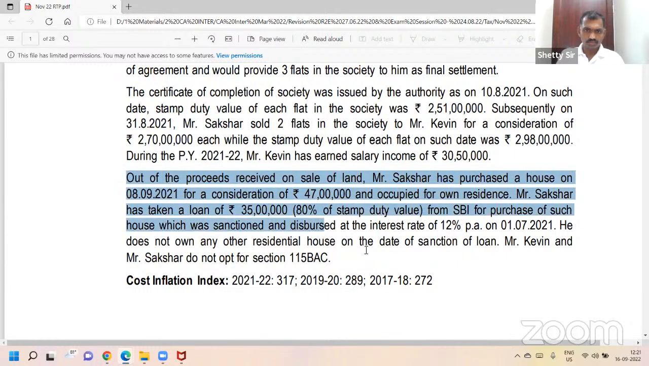Out of the proceeds received on sale of land, Mr. Sakshar has purchased a house on 8th September 2021. This is question number 5. Just note down: land sold is STCA. First you get the idea: when you purchase, Section 54 comes, but it is not available. Land sold is what? STCA. Investment in RHP. The heading of 54F: transfer of any long-term capital asset other than RHP and investment in RHP. Am I right, sir? Next, 2 flats sold by Sakshar, also STCA. Correct? Also STCA, so the heading does not apply.